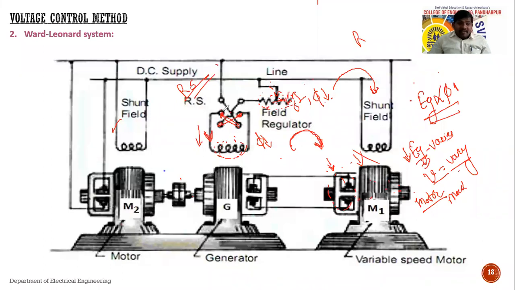Now I am using a reversing switch. I will reverse the connection. When I do the reverse connection, the current will be flowing in the opposite direction to that of the previous one. That means the current will be flowing in the upward direction. Like this, the current will be flowing in the upward direction.